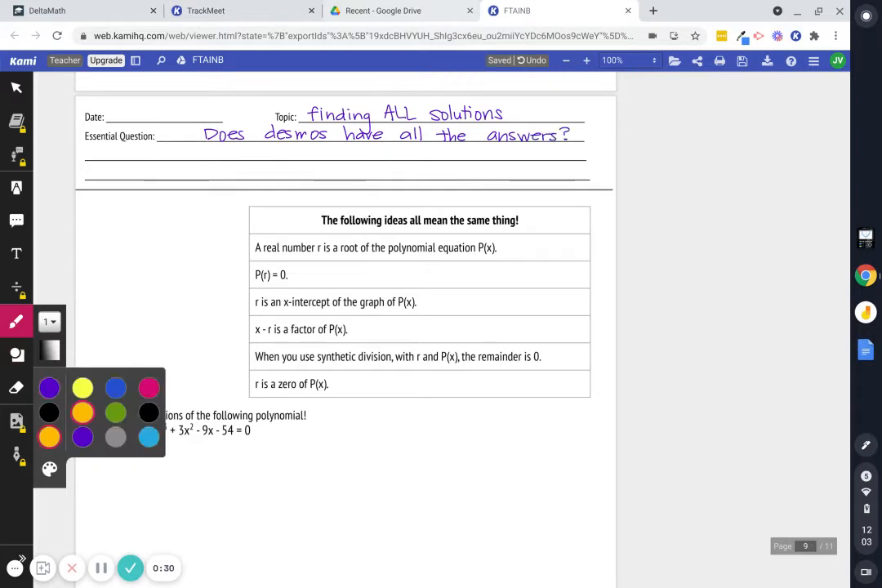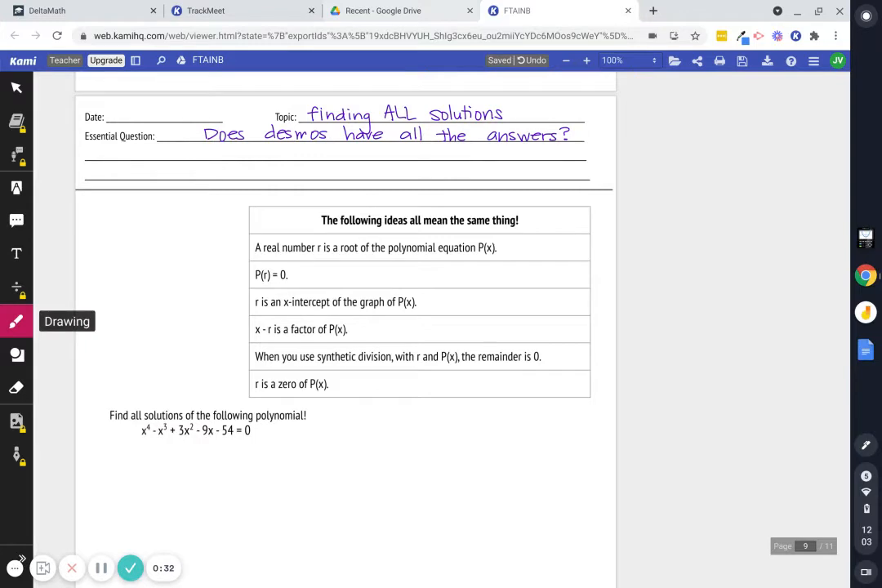And before we get too crazy today, the first thing I want to tell you is that the number of solutions equals the biggest exponent. Okay? That's an important little feature that we're talking about today. So get that written down. If we have x to the third, and that's our biggest exponent, then we should have 3 solutions.